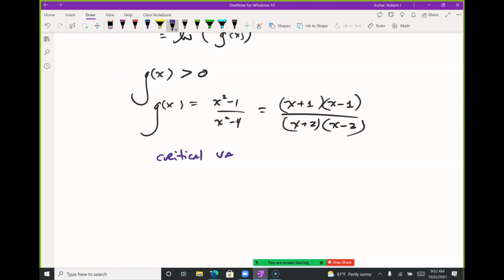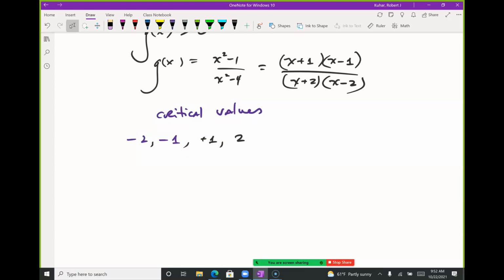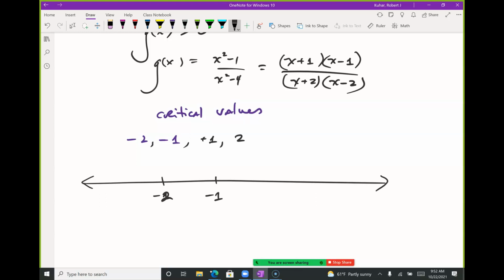1 minus 1, 2 minus 2. Beautiful. And I want to go in order, right? I want to kind of go in order because I'm going to create my number line from there. I want to be thinking about them from left to right because I'm actually going to superimpose them on my number line, right? So negative 2, negative 1, 1, and 2, right? And I want all of them in open parens.